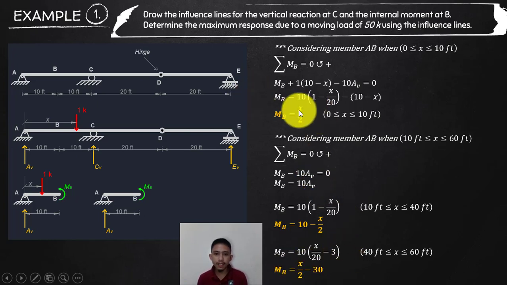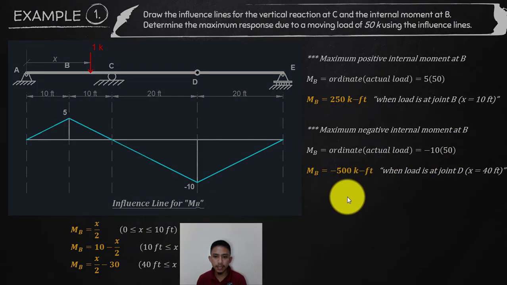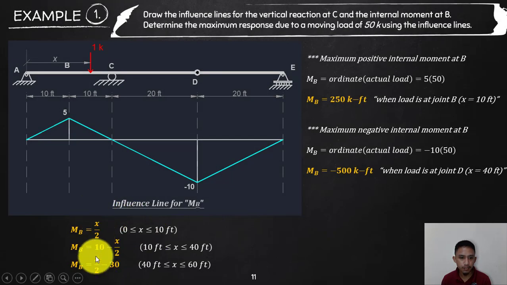So we will be having three equations of this MB. It means we will be having three different lines to outline the entire effect of the variable load. Okay, so that's it. First is from 0 to 10, we will be using this equation. 10 to 40, this equation. 40 to 60, this equation.